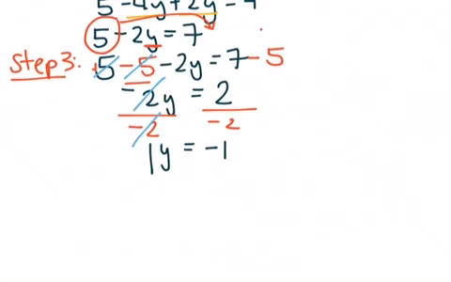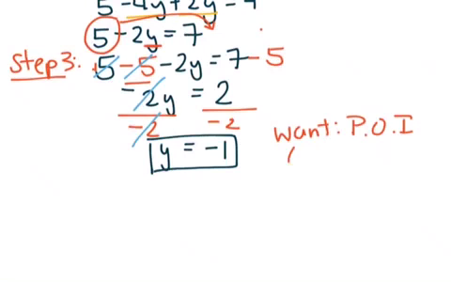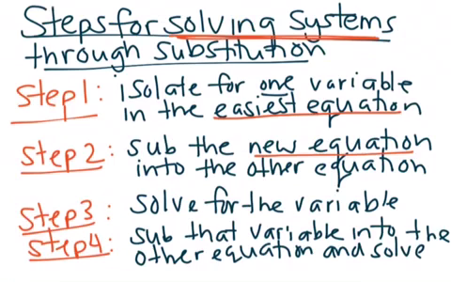Put it into your calculator. So just a reminder, we want the point of intersection. So POI, which is just x, y. So what do we have so far? We have half of the point. We've got what y is. y is negative 1. And now we just have to figure out what x is. So let's go ahead to the final step. The final step of solving through substitution is step number 4. Sub that variable into the other equation and solve.